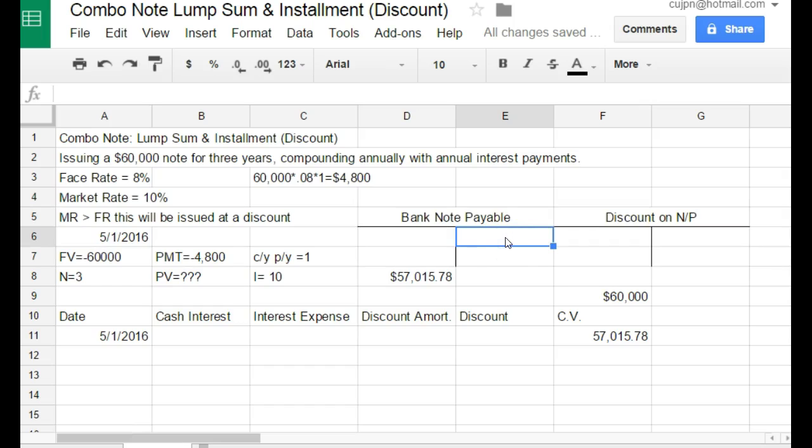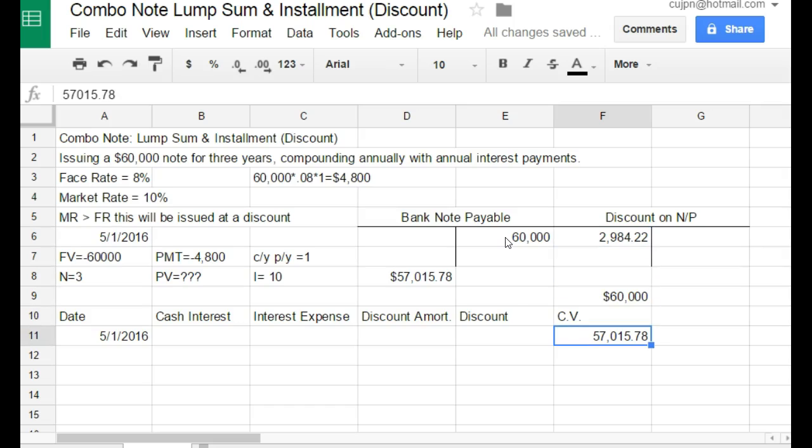Remember that we're going to have $60,000 in the notes payable account, and then the discount is basically going to be the difference, $60,000 minus the $57,015.78. So the discount account is going to hold a balance of $2,984.22. So this discount on notes payable account is a contra liability account.